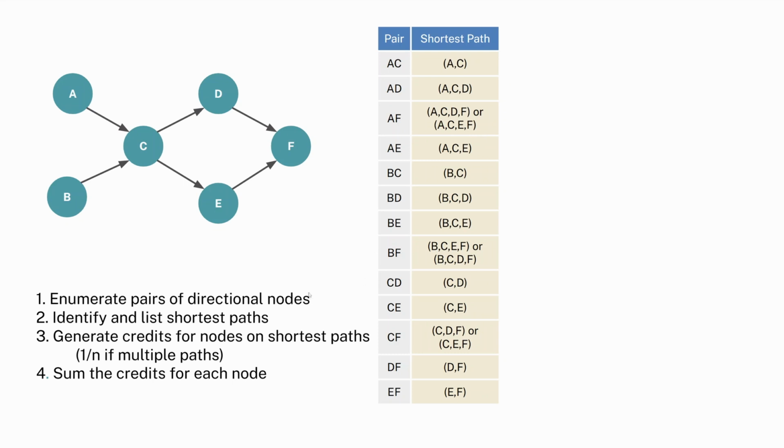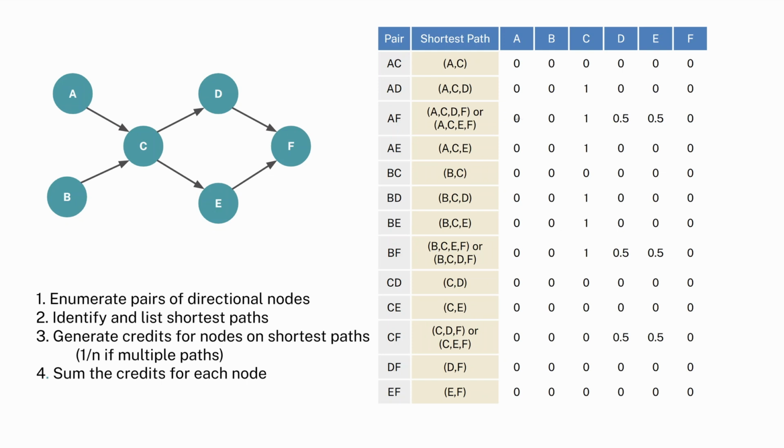Next, we generate the credits for the nodes on each shortest path. And in the case that there are 2 options for shortest path, we'll have to calculate those specifically. So here you can see no nodes actually fall between A and C, so nothing gets points. Here C gets a point because it falls between A and D. And then this is where we have to start giving partial credits. So D falls in one of the 2 shortest paths, so it gets half a point, and E falls in between one of 2 shortest paths, so it also gets half a point.